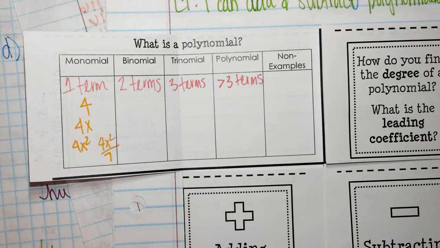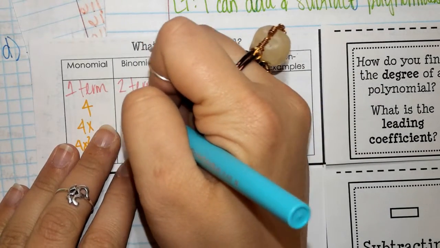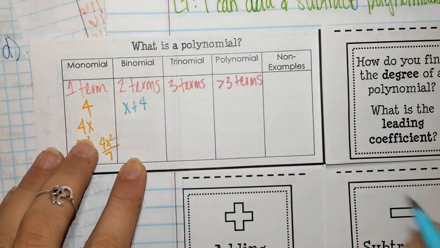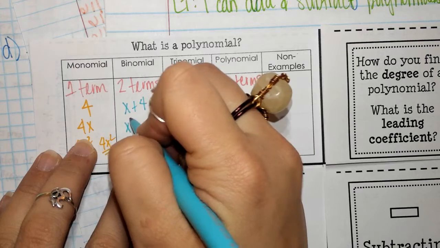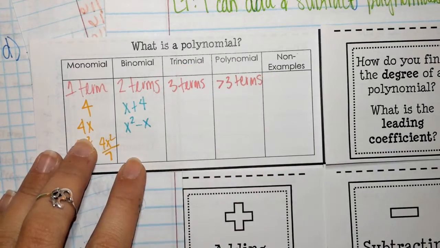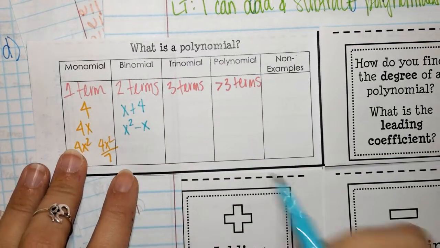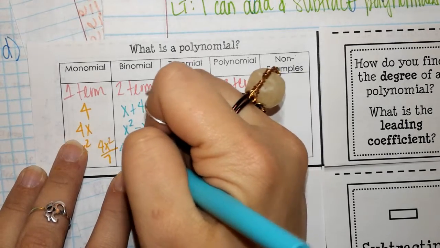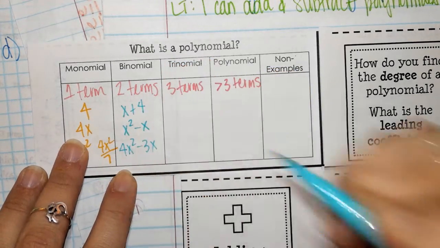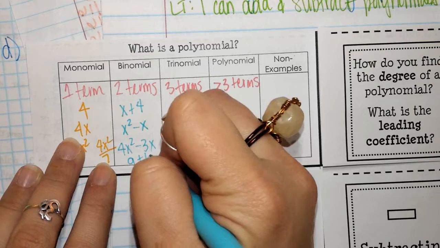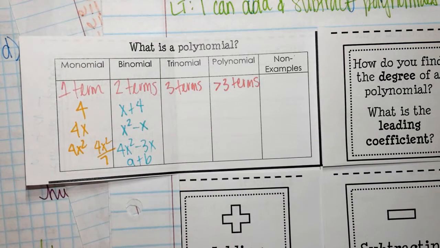Is that 4x squared divided by 7? Yes. Alright, 2 terms would be like x plus 4. It could also be x squared minus x. Those are not like terms, so that's 2 different terms. It could be 4x squared minus 3x. It could be a plus b. Those are all binomials because they're 2 terms.